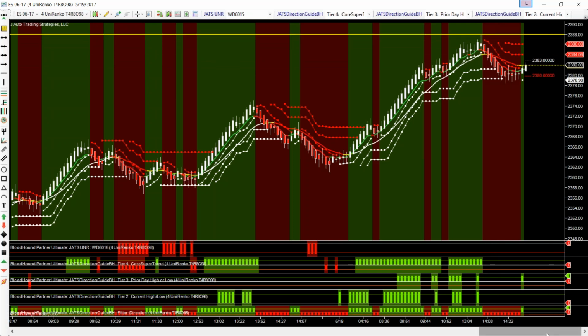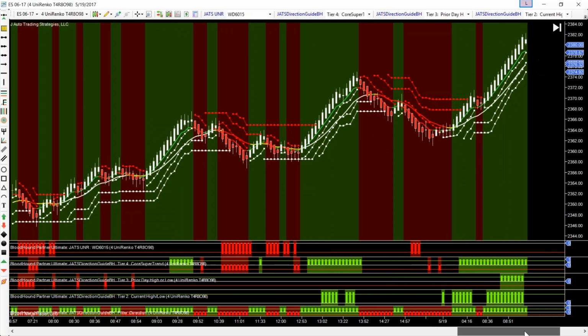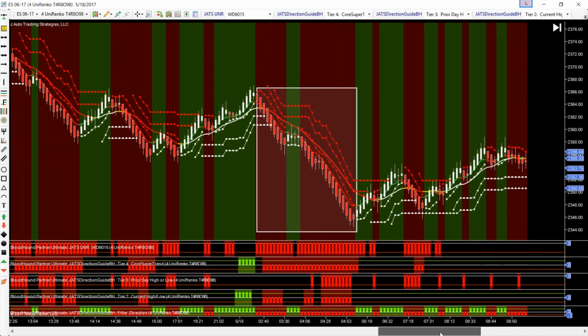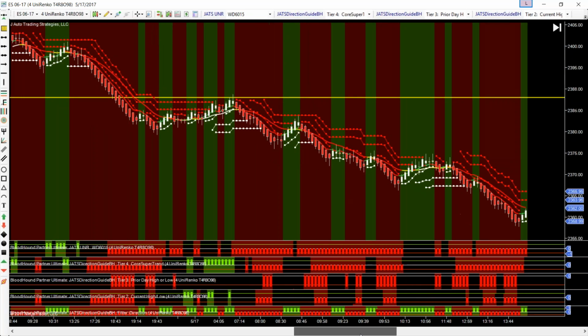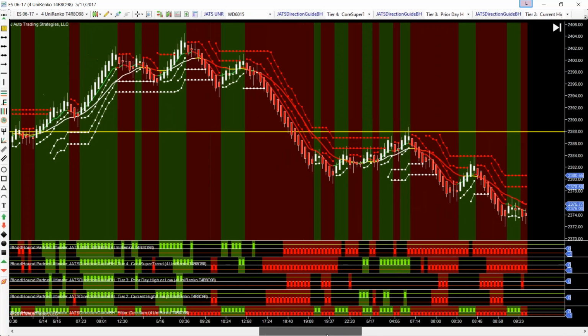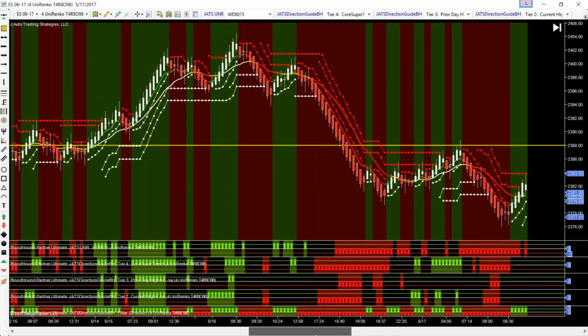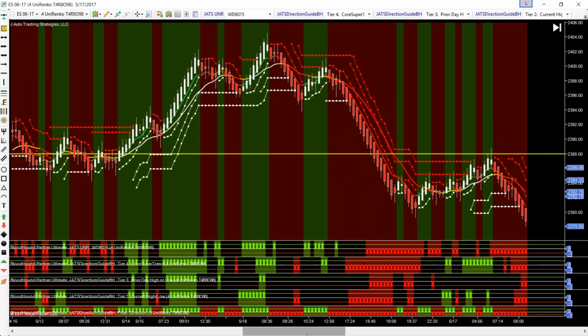On very little data, we have FOMC minutes coming out Wednesday that may provide the catalyst for the market. And Friday we have a revision to the first quarter GDP, which isn't really expected to show anything.